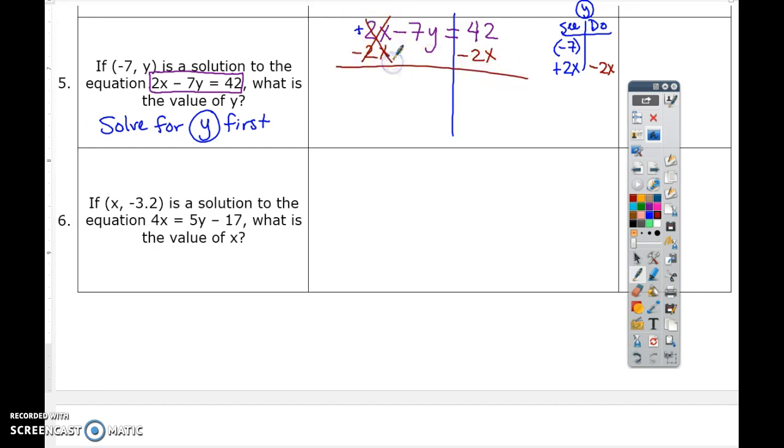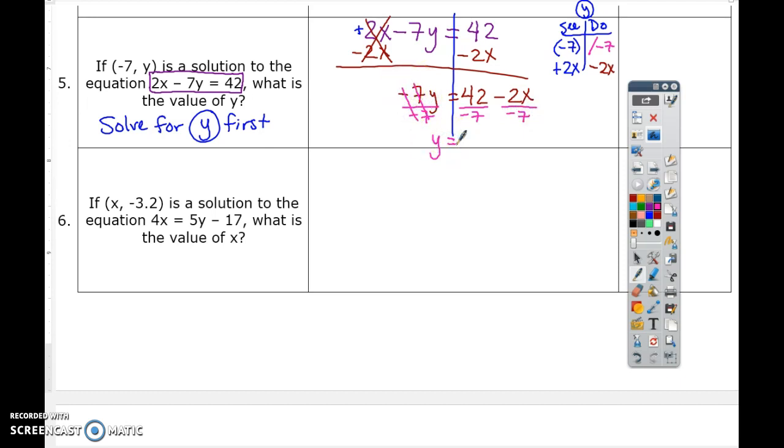Okay, this cancels. These two are not the same, so you're just going to read it and write it. That's 42 minus 2x. So you're going to write 42 minus 2x. They're not the same, so you don't subtract them. Equals, bring this down, -7y. Then you're going to do the opposite of multiplication. So you're going to divide by -7. Divide this by -7, divide this by -7, divide this by -7. So I can cancel. Y equals.